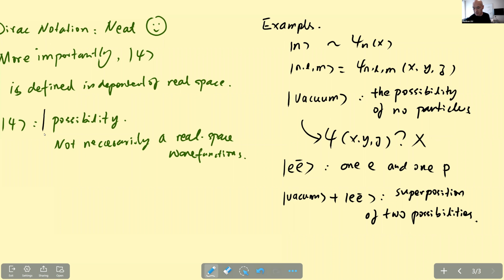The possibility is a state. It's not the wave function. Wave function is just one kind of possibility. It just says that we have an electron with this kind of probability distribution. So that's the one special possibility. But in general you can have all kinds: you can have a vacuum, you can have electron positron, you can have a superposition of vacuum and electron positron. You can have photons.